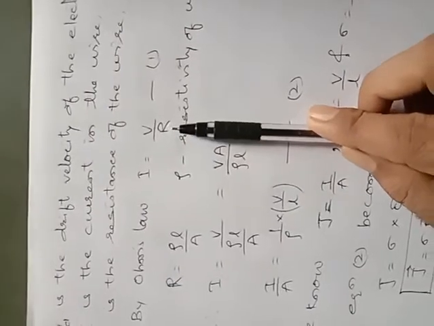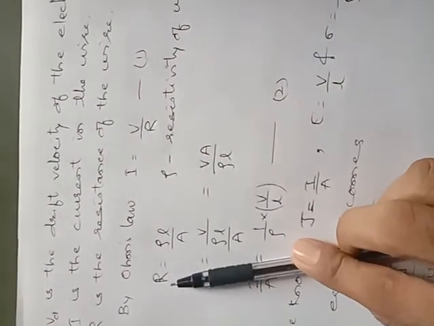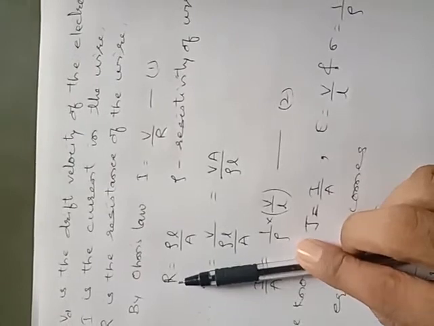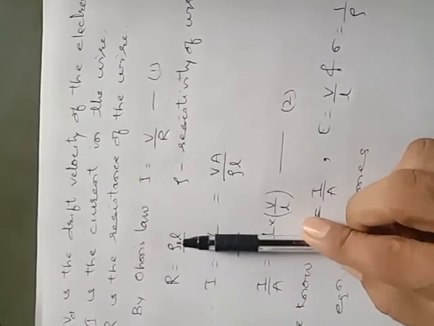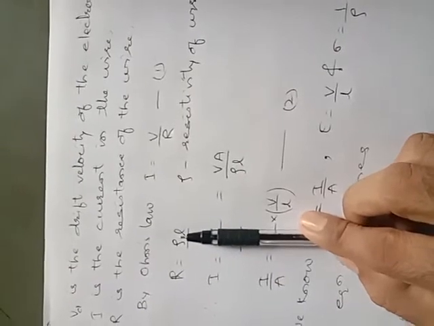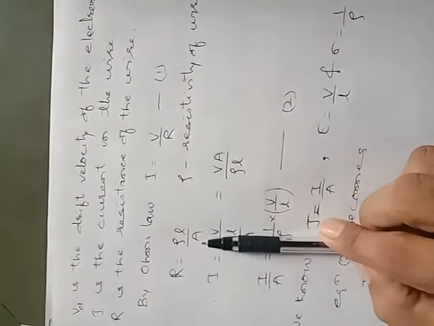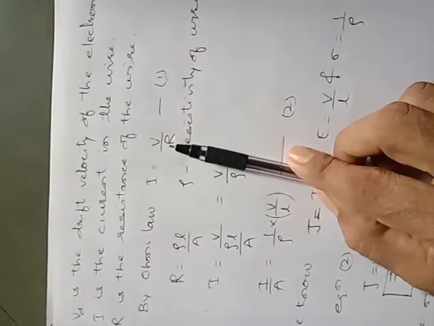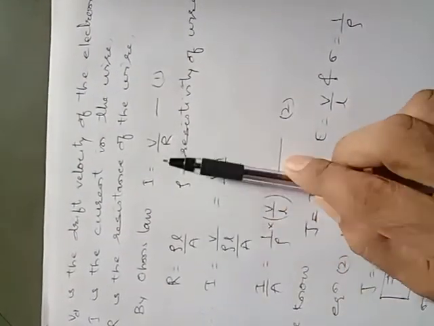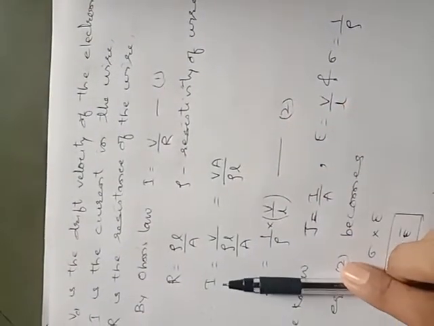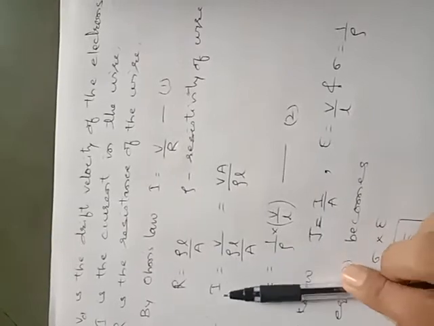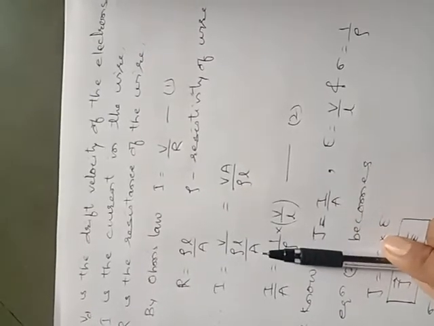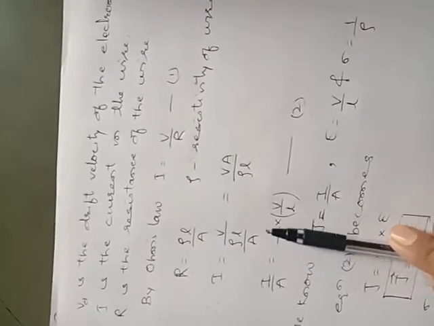Now since R is there, we know the formula for the resistance, that is rho L by A. Rho is the resistivity of the wire. So R is equal to rho L by A. We will substitute the value of R in equation 1. When we substitute it, we get I is equal to V by rho L by A. Here A is in the denominator, so this will go to the numerator.